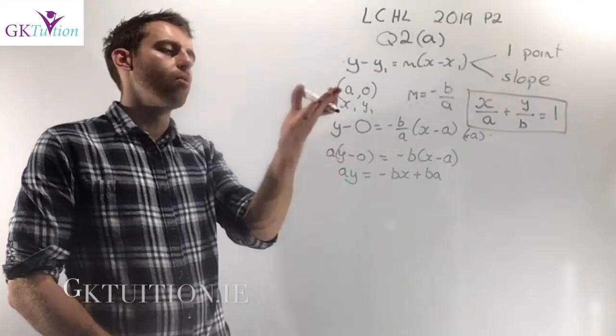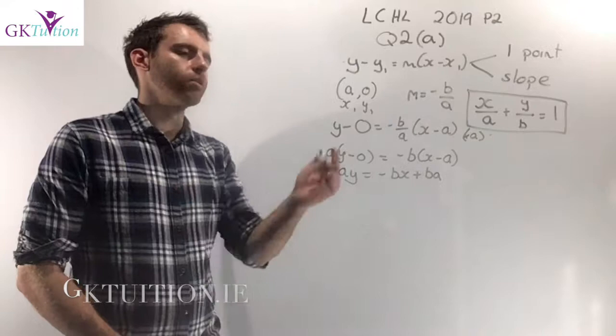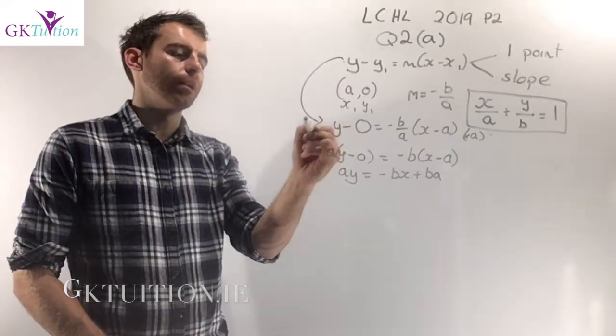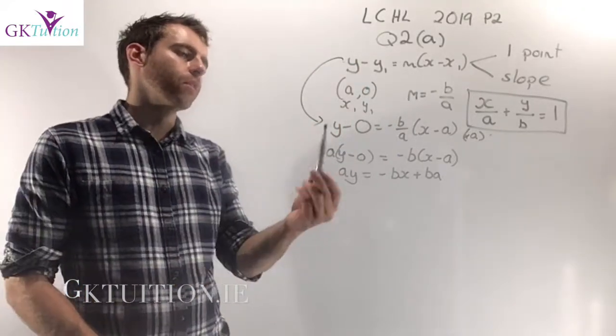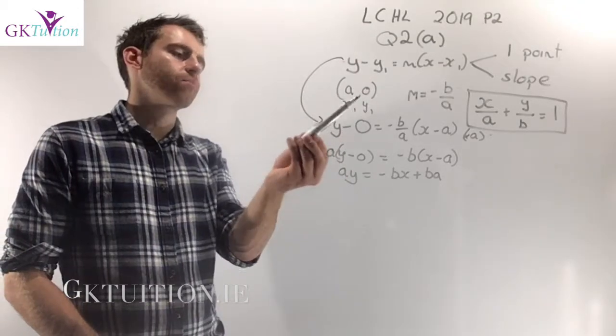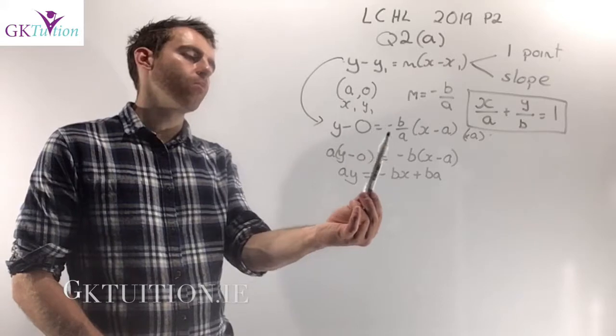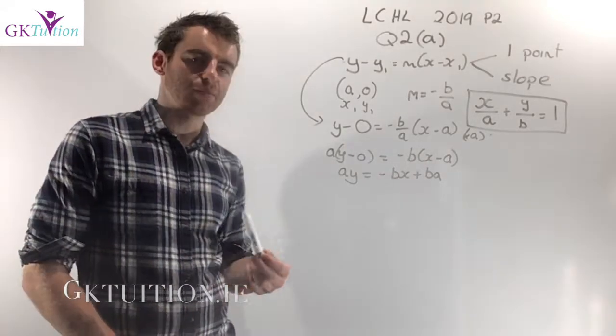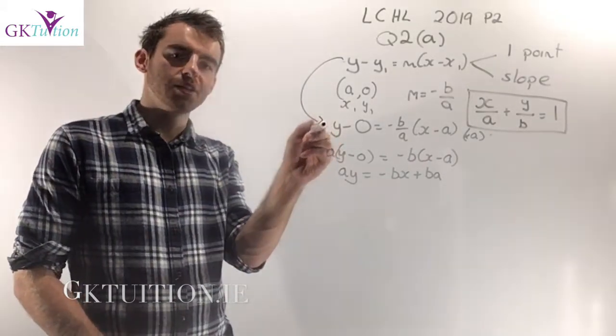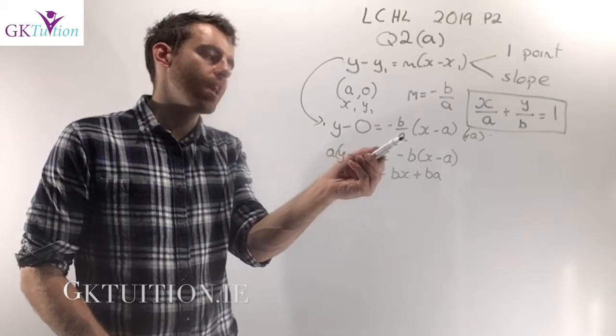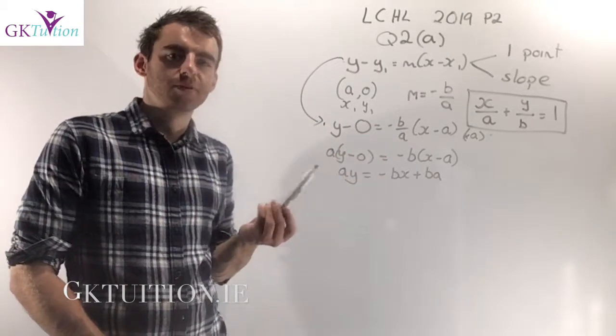Okay, so now that I know a point and I know the slope, I can sub straight into the equation of my line formula. So you'll notice on this line that's what I've done. I've labelled (a, 0) as x1, y1, and my slope is minus b over a. So I've subbed in for y minus y1 equals m times x minus x1. My immediate complication on this line is the fact that my slope is a fraction.